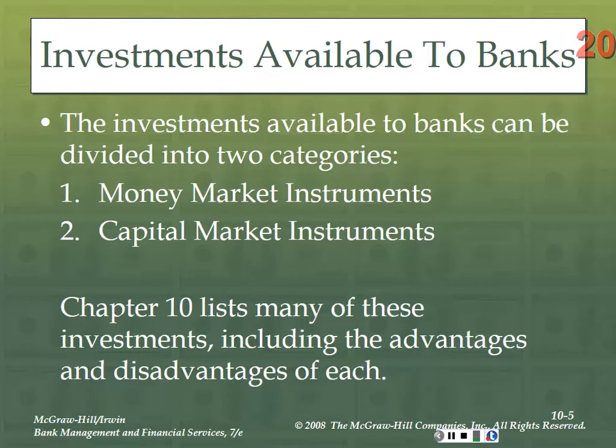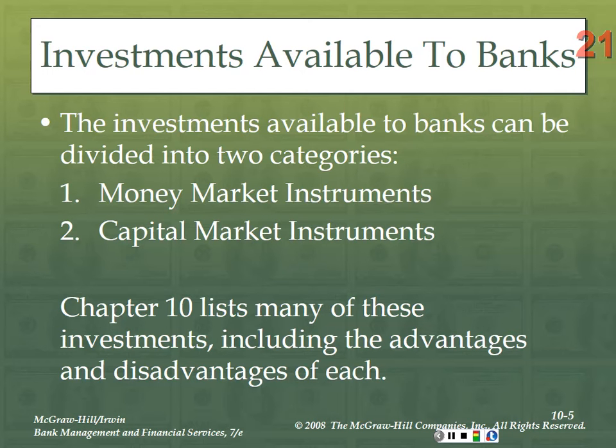Okay, so investments available to banks. The investments available can fall into two categories, and you probably study this in Finance 330. One is short-term investments, the other is long-term investments. So we call one money market instruments, the other capital market instruments. It just says here that Chapter 10 lists many of these investments, including the advantages and disadvantages of each. So part of this I want you to read on your own. We will go into and discuss some of the different items that fall within these categories.